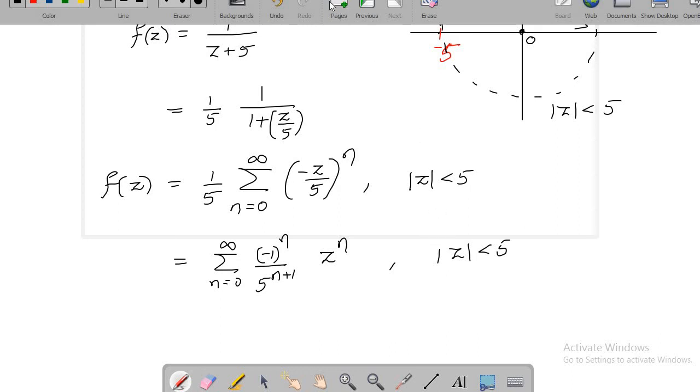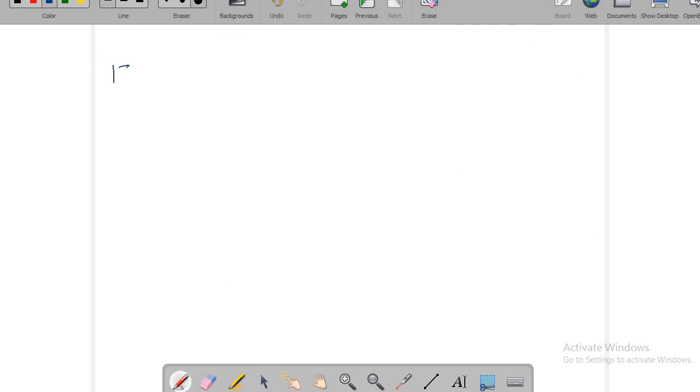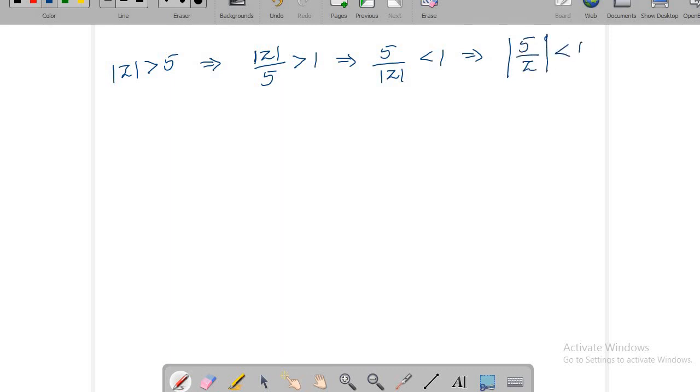And let us look at the other expansion, that is in the region when mod z is greater than 5. Mod z is greater than 5, this implies mod z by 5 is greater than 1. Now that implies 5 divided by mod z is less than 1, or in other words, modulus of 5 by z is strictly less than 1. Now using this fact to find the expansion of f of z, let me start with z plus 5. This time you take z common, so you'll have 1 plus 5 by z.